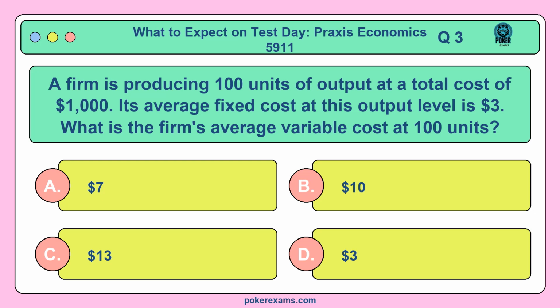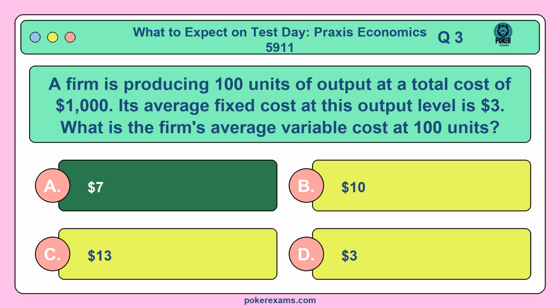Question 3. A firm is producing 100 units of output at a total cost of $1,000. Its average fixed cost at this output level is $3. What is the firm's average variable cost at 100 units? Is it option A $7, B $10, C $13, or D $3?